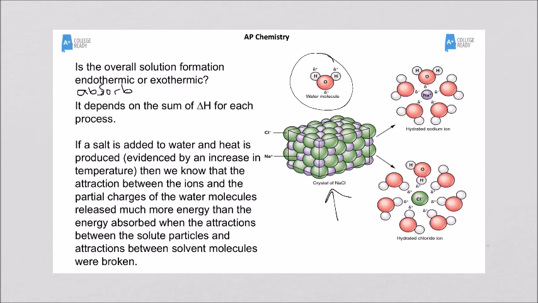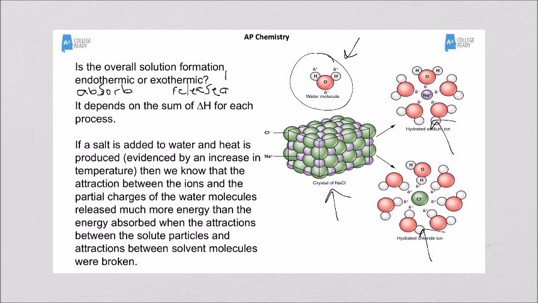Exothermic means energy is released. So once I have these three things going on, I've got to break the hydrogen bonding here, I've got to break up this organized ionic structure. When these two attractions, these hydrated ions as you see in those pictures, form, that's releasing energy.